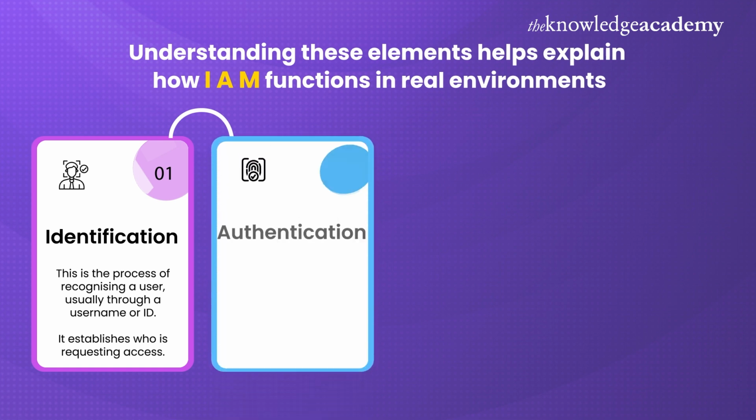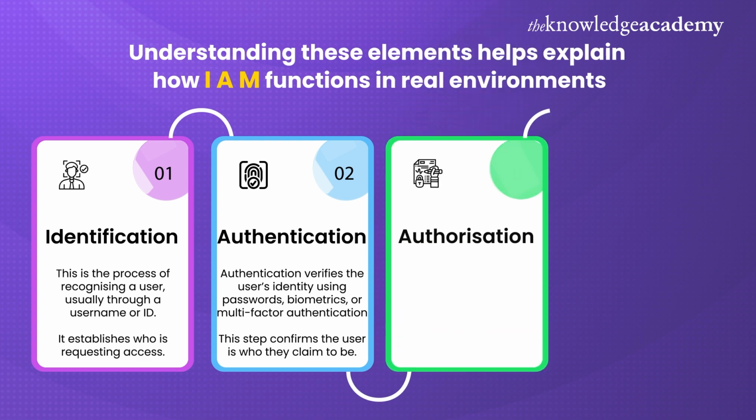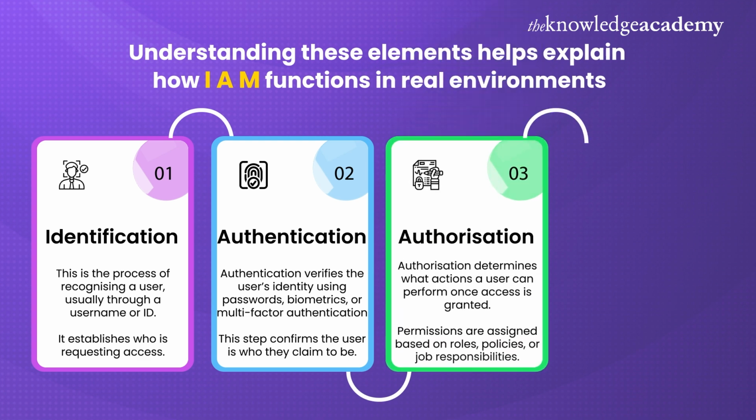2. Authentication. Authentication verifies the user's identity using passwords, biometrics, or multi-factor authentication. This step confirms the user is who they claim to be. 3. Authorization. Authorization determines what actions a user can perform once access is granted. Permissions are assigned based on roles, policies, or job responsibilities.